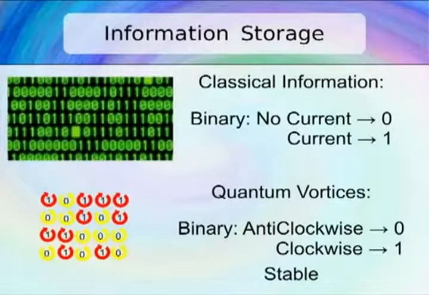So let's get down to the nitty-gritty of the application. The information stored in the computer here is stored in binary, so zeros and ones. And physically that has to be encoded somehow. So current flowing will be a 1, no current flowing will be a 0. And you can draw similarities with these rows of vortices. Gosh, you could say anti-clockwise is 0 or clockwise is 1. And because they're stable, your information will be stored essentially forever.